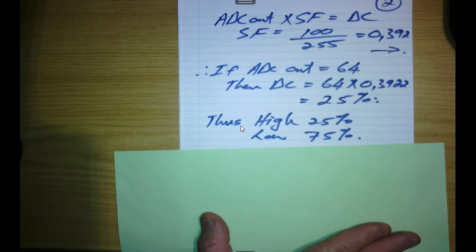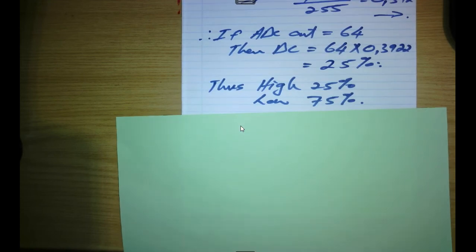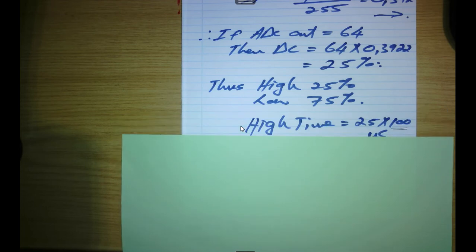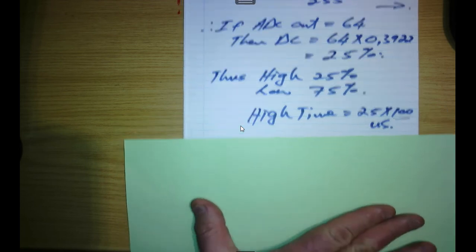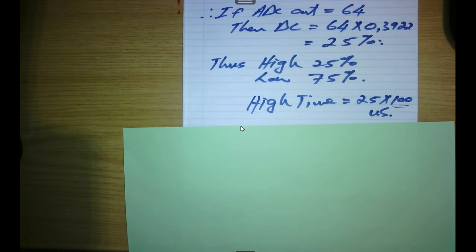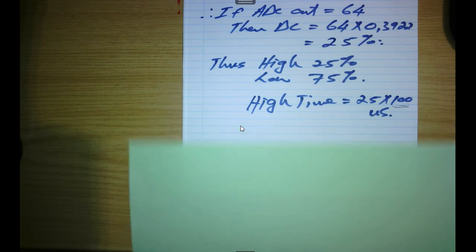So your high time must be 25% of the total time, and your low time must be 75% of the total time, which means that your high time is going to be 25, because that's what I will be setting as the duty cycle, multiplied by 100 microseconds to give us that total 2500 microseconds in a 100 hertz frequency.